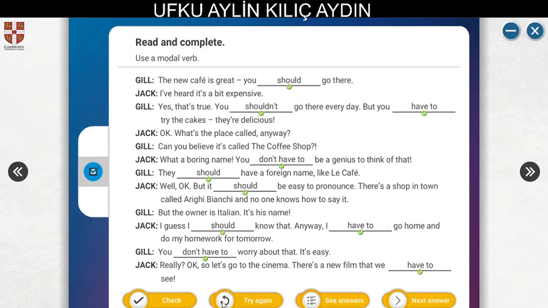Yes, we filled these blanks with modal verbs. Should, shouldn't, have to, don't have to.